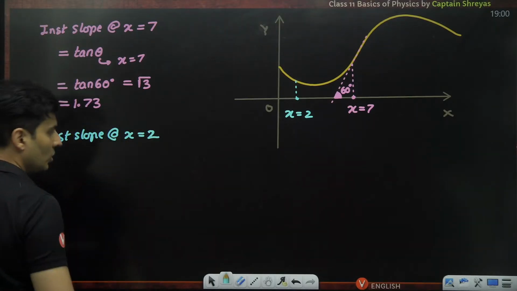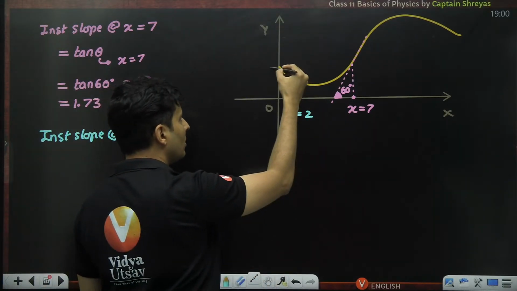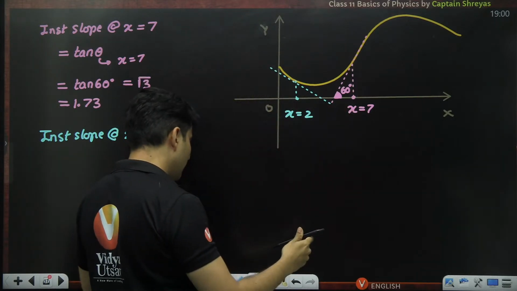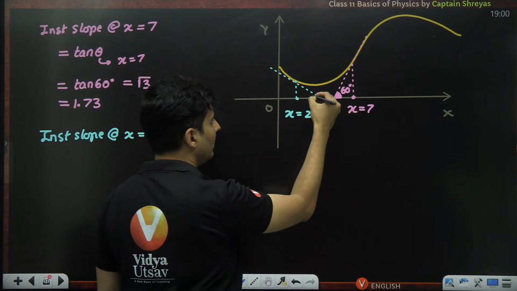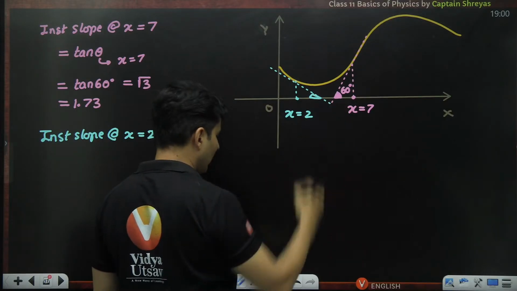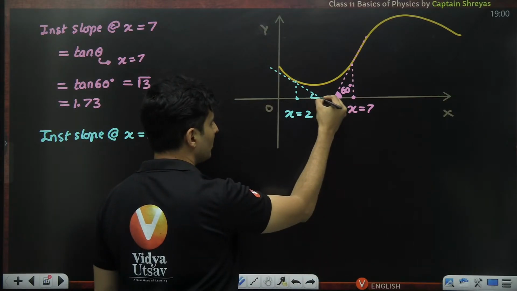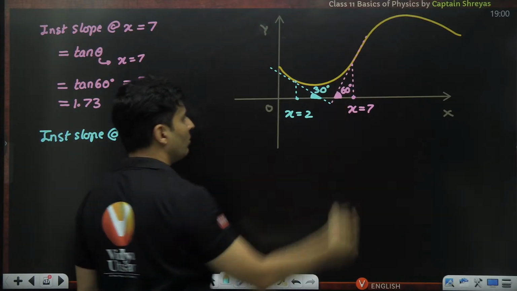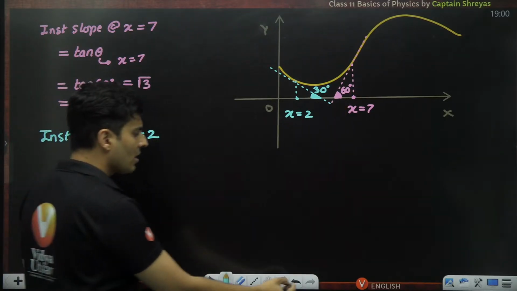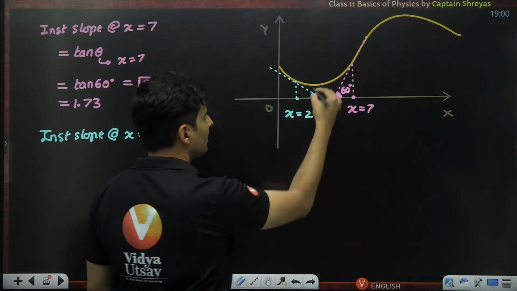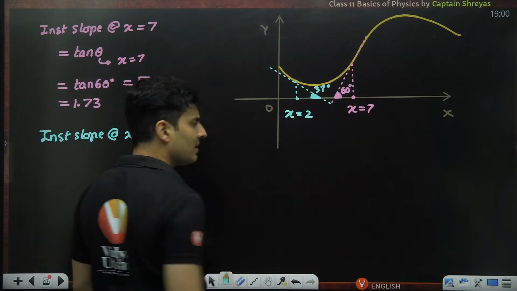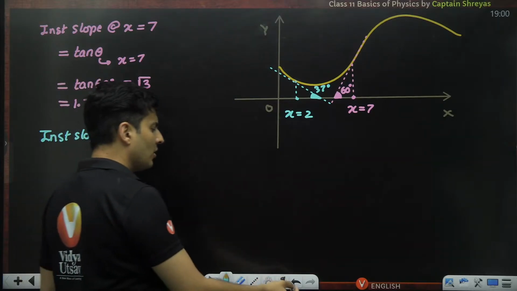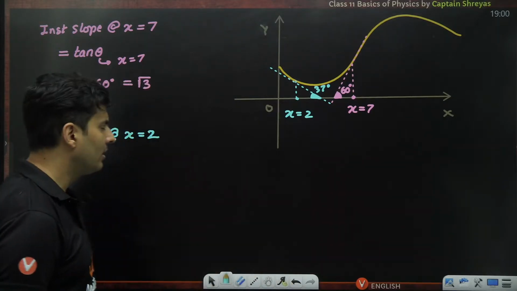At x is equal to 2, what will you do? Again you will draw a tangent, but because it is going down, the answer will be negative. Just keep that in mind. For now I'll just show this particular angle over here. Maybe it is 30 degrees. I have put some number over here. Or I can also put, let's say, 37 degrees. 37 degrees is a standard value which you should remember. In case you are not aware, I will tell you the value of tan 37 also.